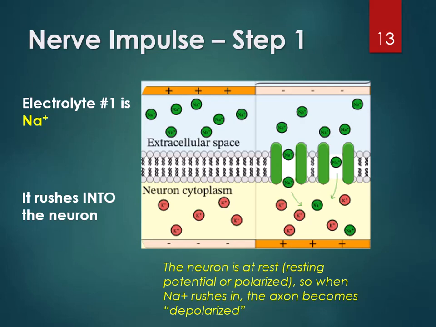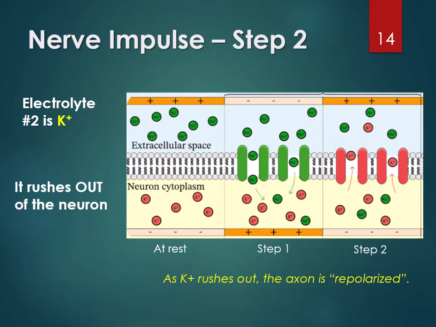To counteract that, immediately potassium channels open up and potassium rushes out. Potassium is also positively charged, and so now you have the positive going back to the outside. This is called repolarization because you went back to what you were at rest. The problem, of course, is sodium's on the inside and potassium's on the outside, and it's supposed to be the other way around. But in the meantime, this goes all the way down the axon.